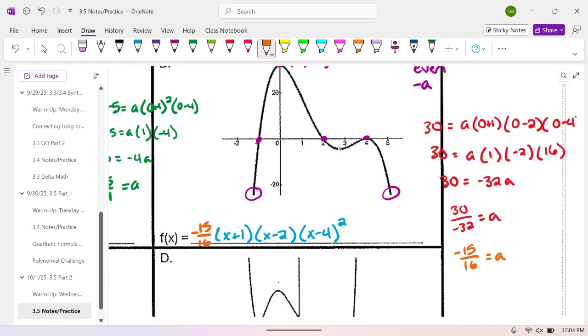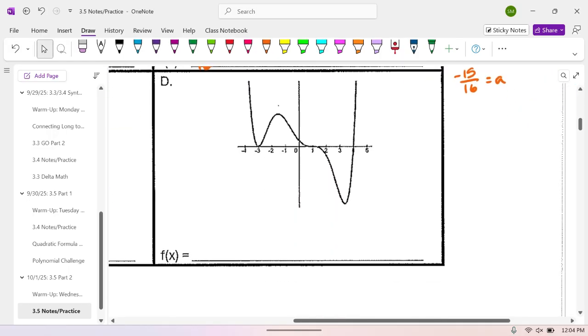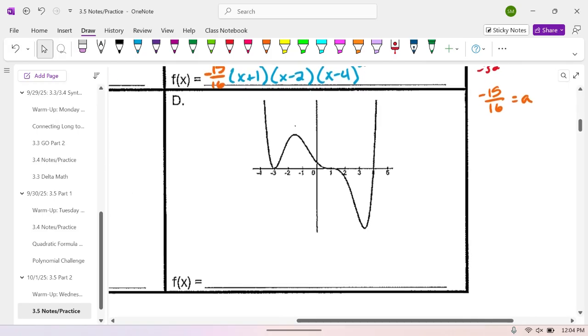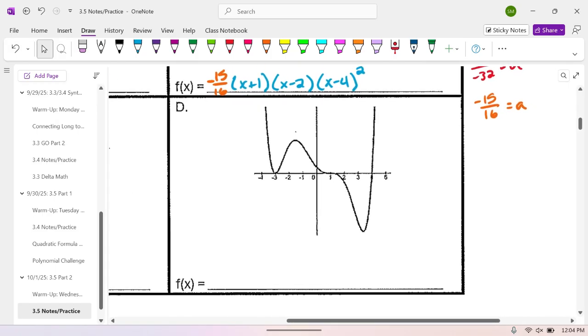So do I need to do another one, or are you okay? Okay, I'll do one more. I'm just going to get the factors and the end behavior. So we're not going to worry about solving for a. I'm pretty sure y'all are okay with that.